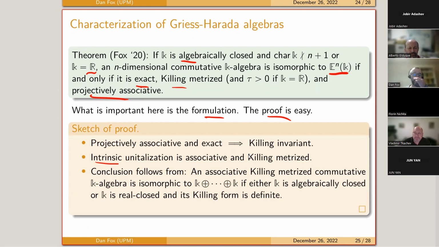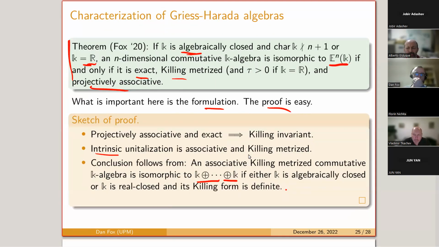Where these assumptions on the field enter in is that you want to conclude that you actually have a direct sum of K itself. Somehow these assumptions on the field are to exclude any kind of interest in Galois theory. Okay, so that's simple, but really what matters here is the formulation.